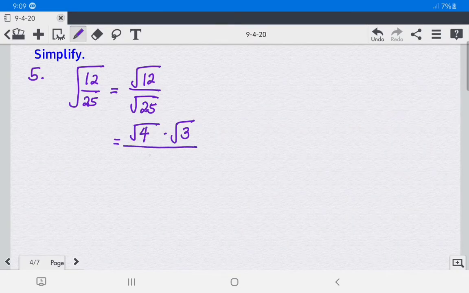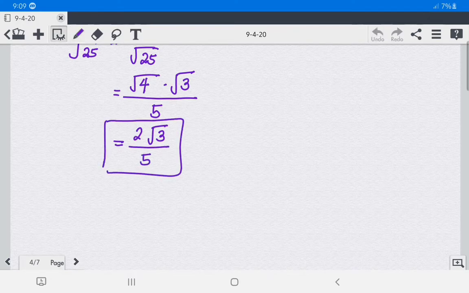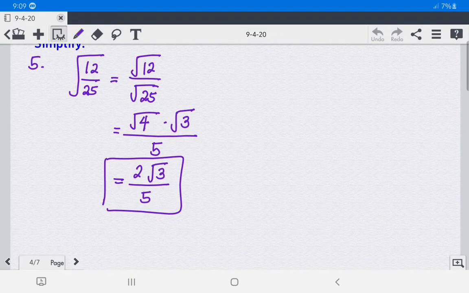Then, square root of 25 is 5. Square root of 4 is 2. Then, you will just copy square root of 3, then over 5. So, this is the answer for number 5. We have 2 square root of 3 over 5.